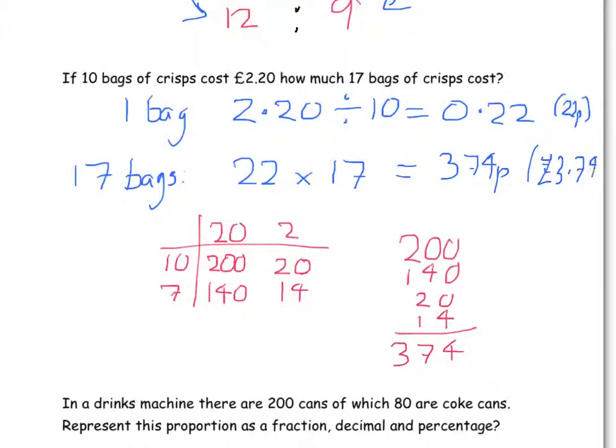or £3.74. Now this method can be used to calculate what might be the cheaper option between two different bags of crisps. So you might have 10 bags of crisps cost £2.20, and you might have a 6-pack cost £1.30, which was cheaper? Well, you could do it by finding out how much one bag of crisps would be worth.